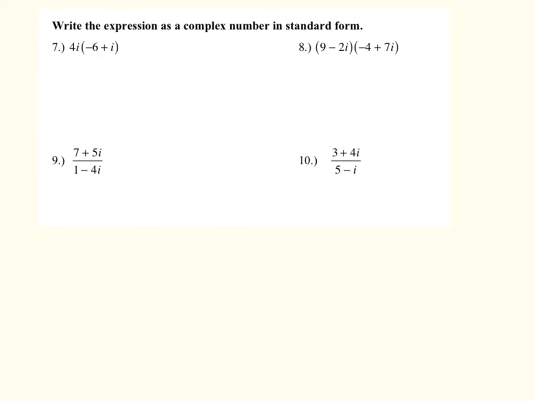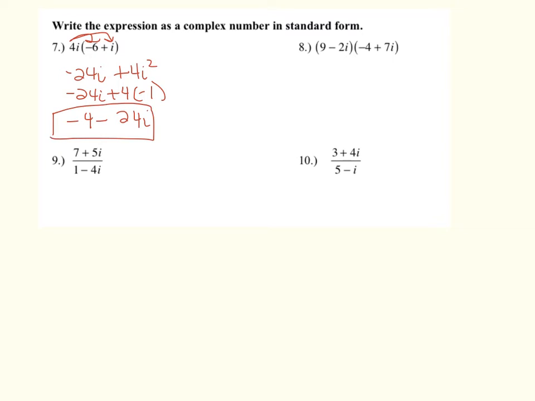So next we have some practice writing these in standard form, only with multiplication and division. So number 7 shows the distributive property of monomial times a binomial. So 4i times negative 6 gives me negative 24i. 4i times an i gives me 4i squared. Well, remember that i squared by definition equals negative 1, so this is really 4 times negative 1, which is negative 4, a real number, and we should put it out front. We can't forget that the imaginary part was negative 24i. So this one is negative 4 minus 24i in standard form.